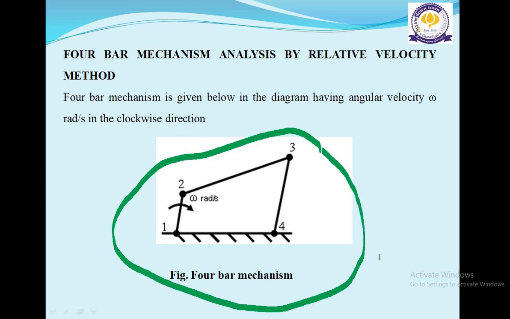So here you have seen the 4-bar mechanism, as we have already discussed. The fixed link 1,4 is the fixed link, this 1,2 is the crank with angular velocity omega radian per second having clockwise direction. 2,3 is the coupler or the connecting rod, 3,4 is the slider.